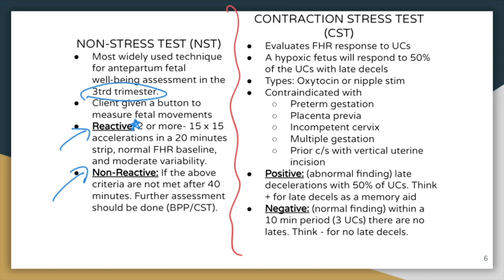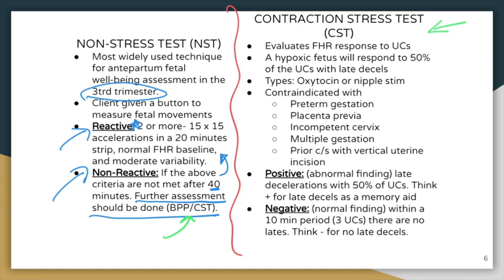But if it's a non-reactive tracing, that means we have not met these above criteria in 40 minutes. So we have not established fetal well-being, and we need to do further testing. We don't just let them go home until we know that the baby's doing okay. So we're either going to do a biophysical or a contraction stress test. And the contraction stress test is over here.